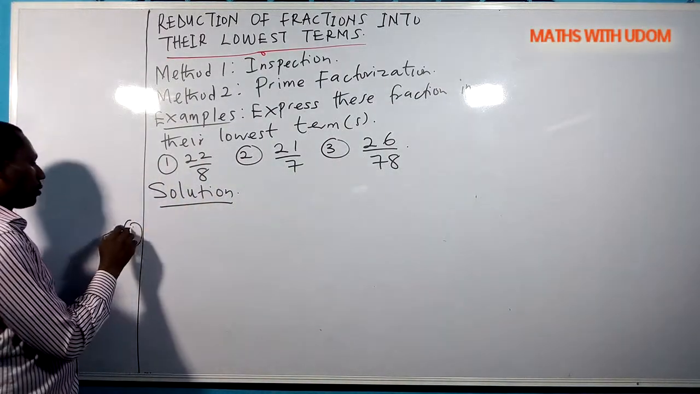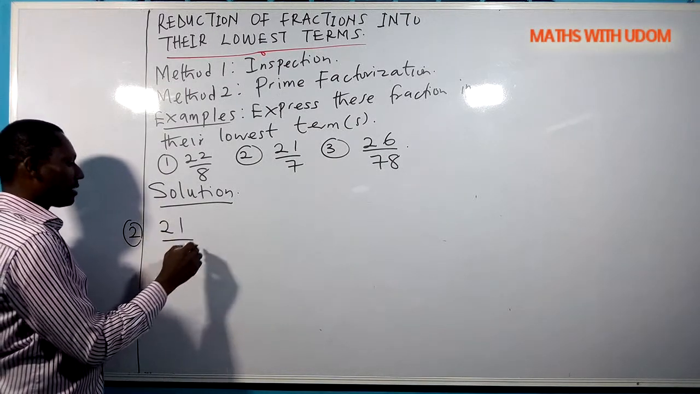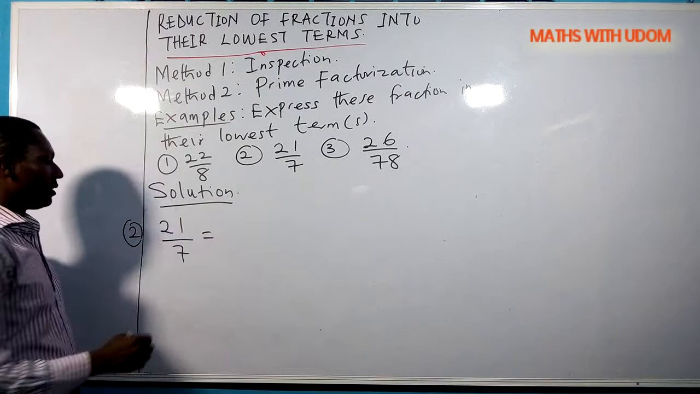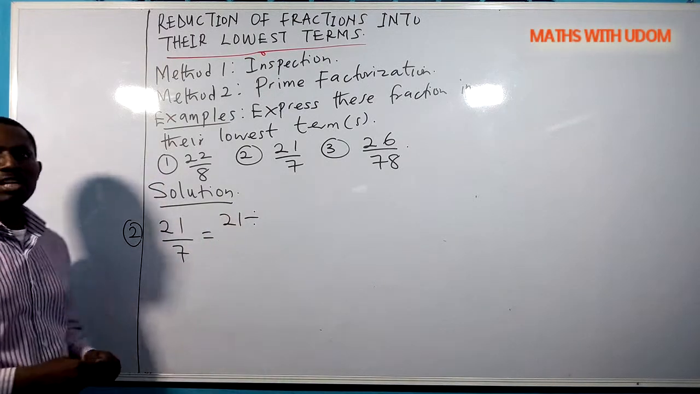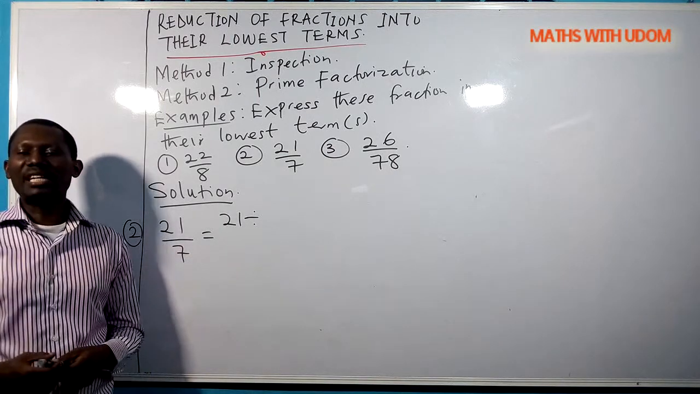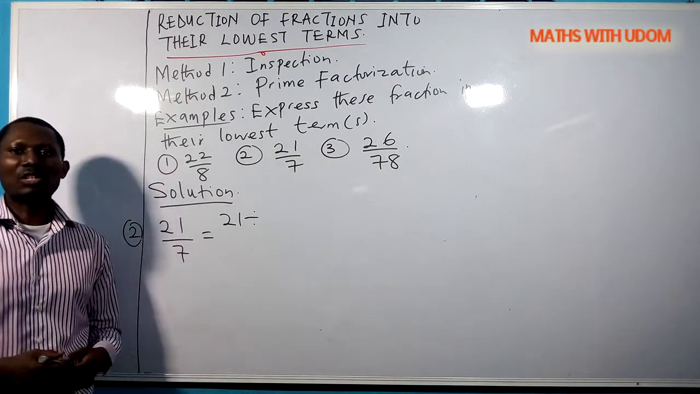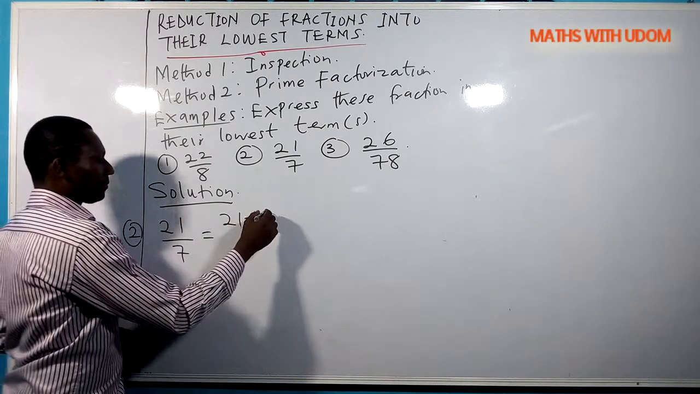So for example 2, what do we have? 21 divided by 7? Okay, so we have 21 divided by... at least let's look for a number that can divide through 21 and 7 at the same time. That is a common factor. What can go through? I think 3 can go through.